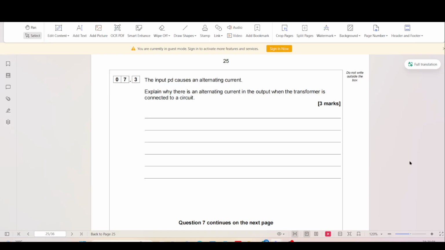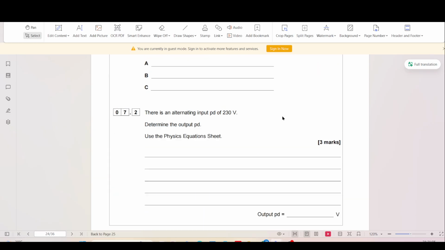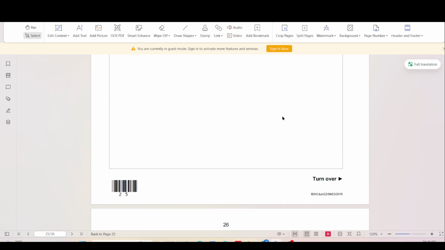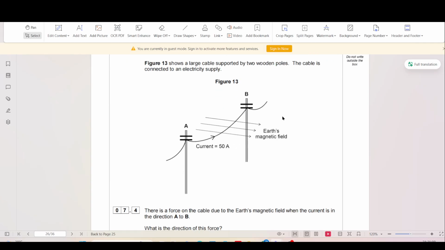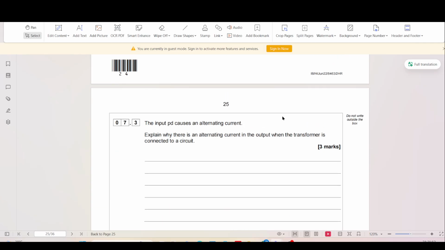So 7.3 is also related to this transformer diagram. Read question 7.3. The input potential difference causes an alternating current. Explain why there's an alternating current in the output when the transformer is connected to a circuit.